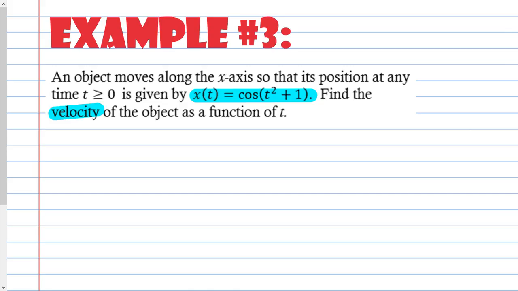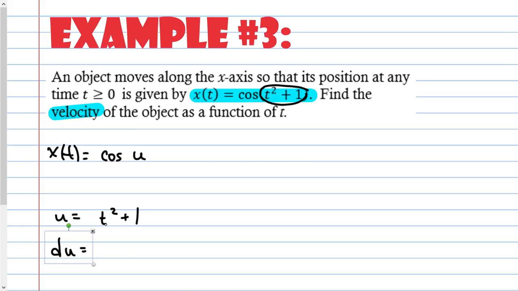Velocity is the first derivative, so all I have to do is derive this function. Okay, what I'm going to do is rewrite it. x of t is basically like cosine of u. So all of this is u. So now, u is the t squared plus 1, and I know I'm going to need du. So the derivative of that is 2t.